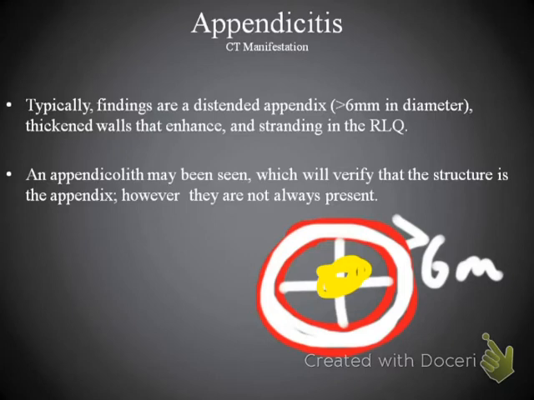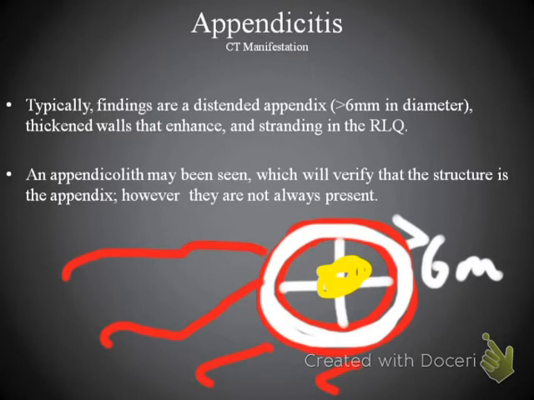And also stranding in the right lower quadrant. So if this is the appendix here in this drawing, then you're going to have little strands coming off of it to point towards the inflammation. Also, an appendicolith may be seen, which will verify that the structure is the appendix. However, they're not always visible. So a lot of people get caught up in that they have to look for an appendicolith, but many times there isn't one to actually denote that the structure is the appendix.